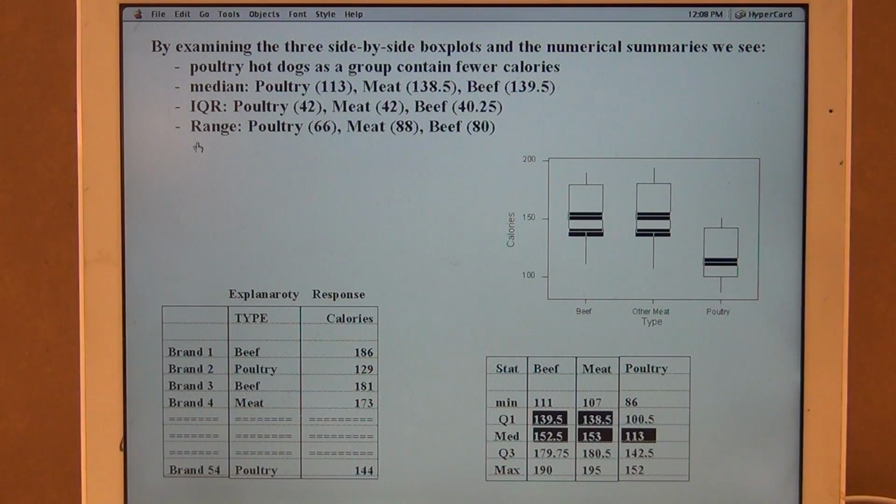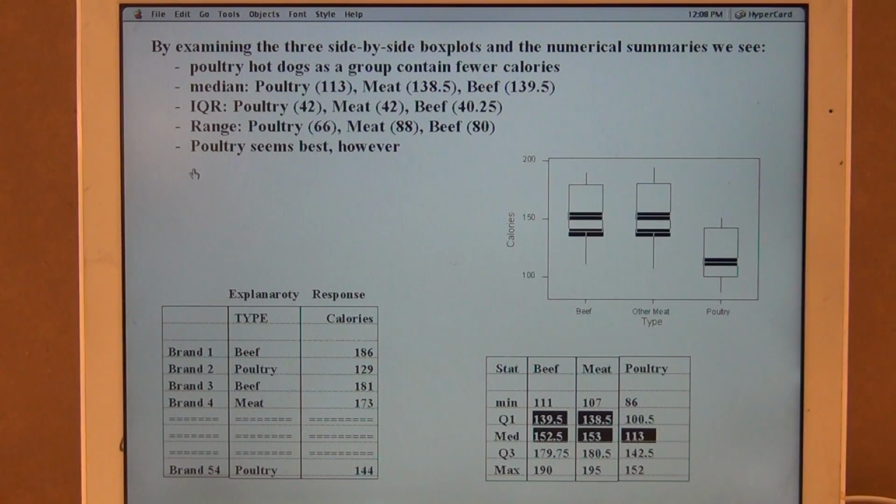The range for poultry is 66, beef 88, meat 88 and beef 80. So there's pretty much difference. There seems to be less variability in the range for the poultry. And poultry seems to be the best. In other words, poultry has the fewest calories.